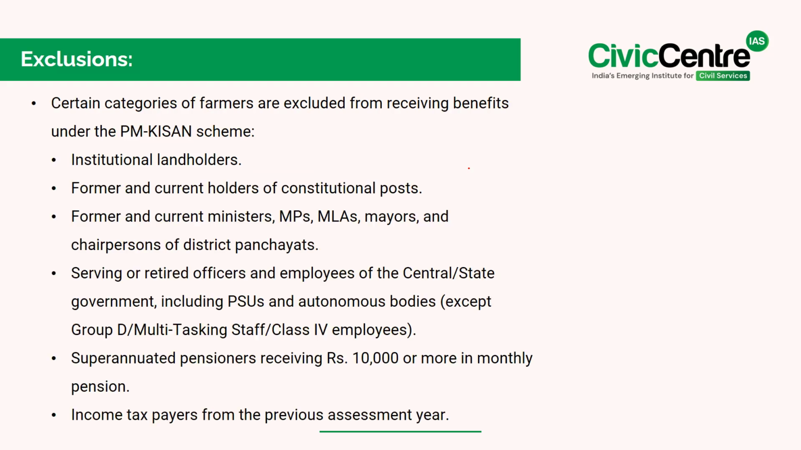But certain categories of the farmers are excluded from receiving the benefits under PM-KISAN, which are the institutional holders, former and current holders of constitutional posts, and then former and current ministers, MPs, MLAs, mayors, and chairpersons of district panchayats, and then serving or retired officers and government employees like the central and the state government employees, including PSUs and autonomous bodies. Then superannuated pensioners receiving 10,000 rupees or more in monthly pension. And lastly, income tax payers from the previous assessment year.